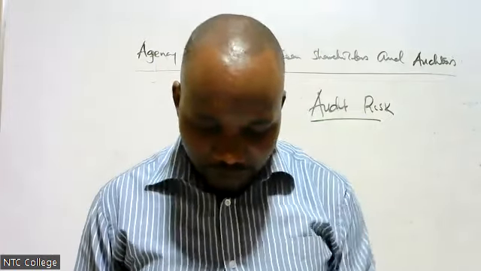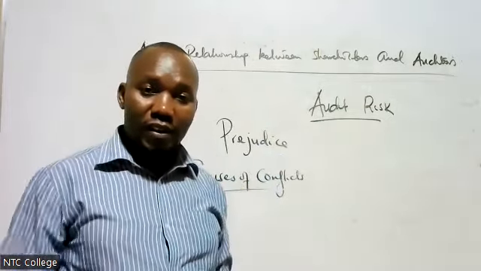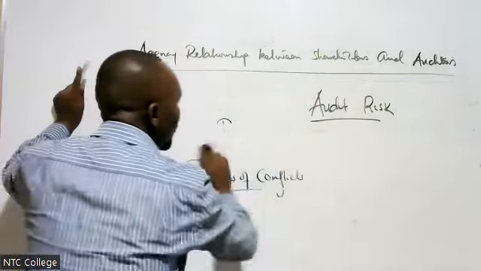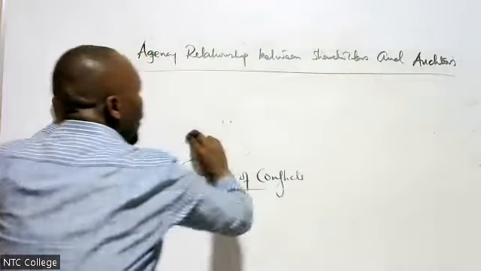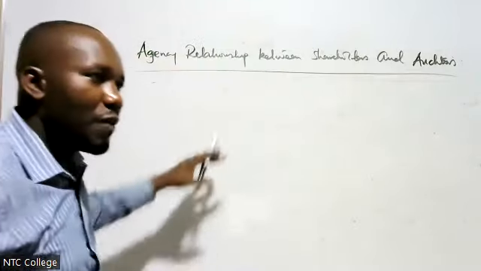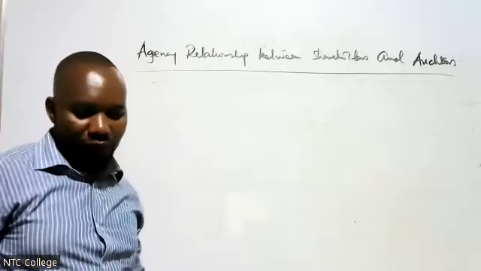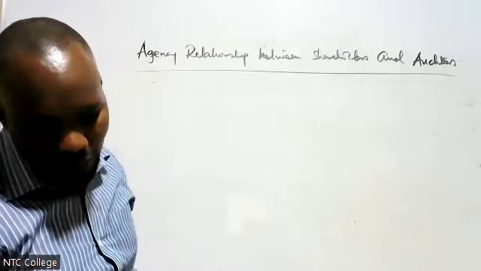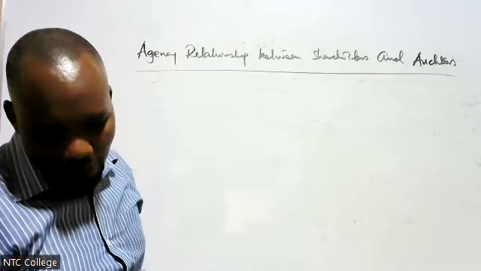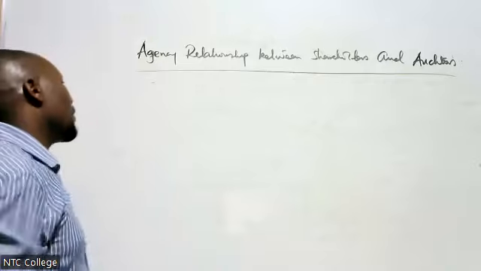Let's look at the solution to the conflicts. How do we solve conflicts between the auditor and the shareholders? We have seen ways in which they can cause conflicts. Number one, colluding with management. Number two, giving wrong conclusion. Number three, high audit fee. We have seen those ones. And then number four, we talked about being lazy, not ensuring due diligence, failure to ensure due diligence.